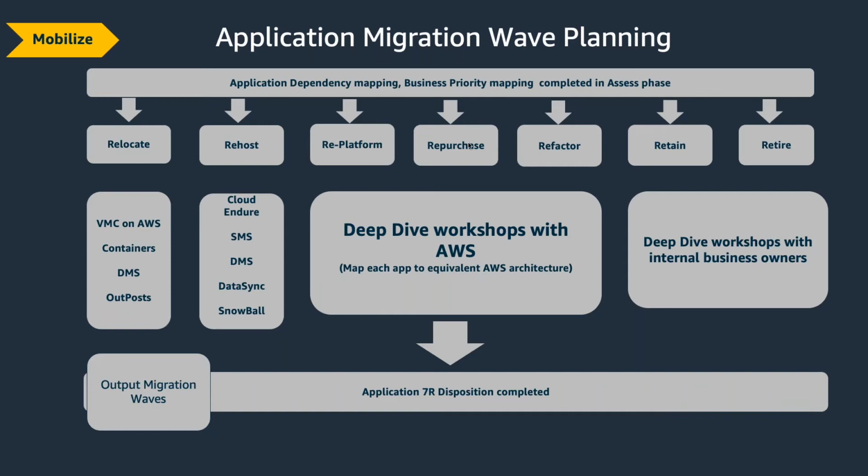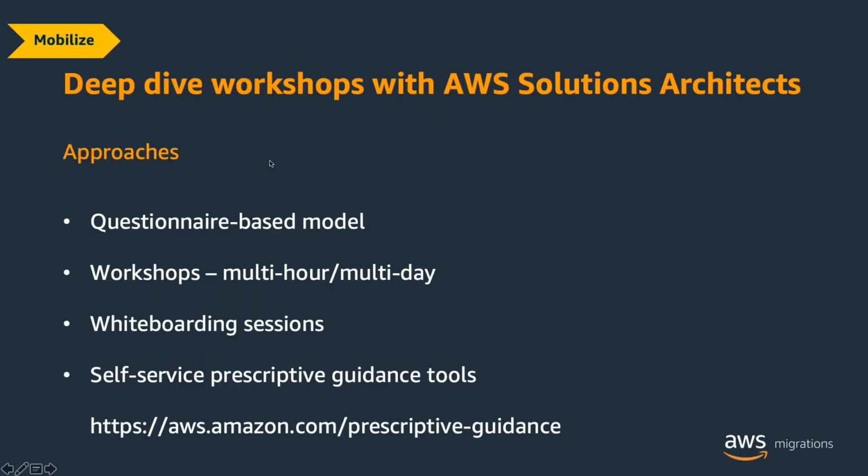Now, for the other ones, retire and retain, there are probably many applications that are not worth migrating. Maybe it does not make any business sense, or maybe it makes sense to just shut them off. In those scenarios, those are retire and retain. Those are some decisions that you have to make internally within your teams. The end of this exercise gives you that 7R disposition for the applications so that you can plan your migrations for the next stage.